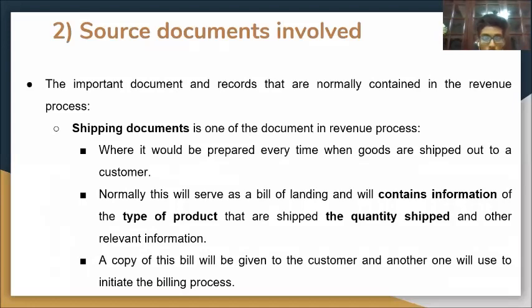Next, the shipping document is one of the documents in the revenue process, prepared every time goods are shipped out to the customer. Normally, this will serve as a bill of lading and will contain information on the type of product shipped, the quantity shipped, and other relevant information. A copy of this bill will be given to the customer and another will be used to initiate the billing process.